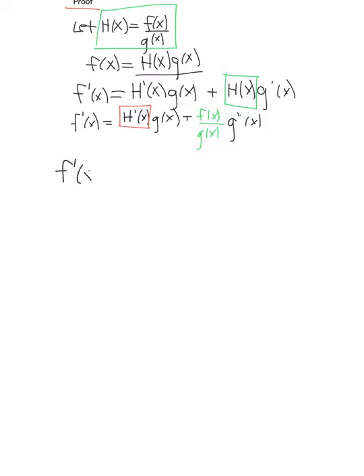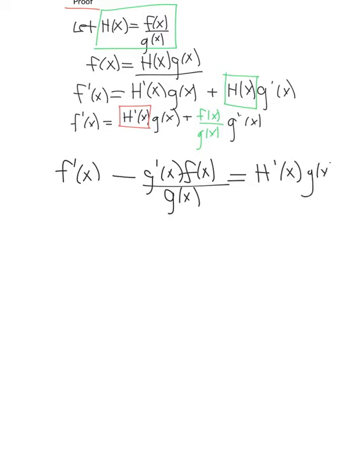So I'm going to start rearranging this. I get f prime of x subtract, and I'm just going to clean this up a little bit, g prime of x times f of x all over g of x is equal to h prime of x times g of x. So again, I just took this last term and moved it onto the left-hand side. Now, in order to get h prime of x isolated, I am going to have to divide this whole thing by g of x. Before I do that, I am going to get a common denominator over here.